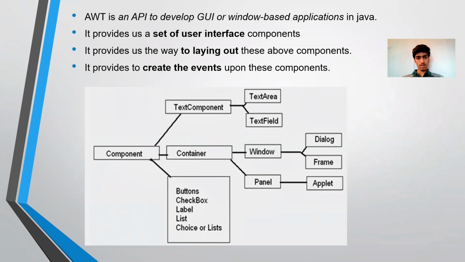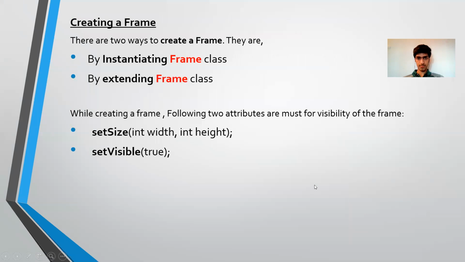The following is the hierarchy of various classes in AWT. Topmost is Component. The Component has three subclasses: TextComponent, Container, and a third subclass containing button, checkbox, label, list, choice, etc. The TextComponent contains two subclasses: TextArea and TextField. Container contains Window and Panel. The Window in turn contains Dialog and Frame. The Panel contains the Applet subclass.